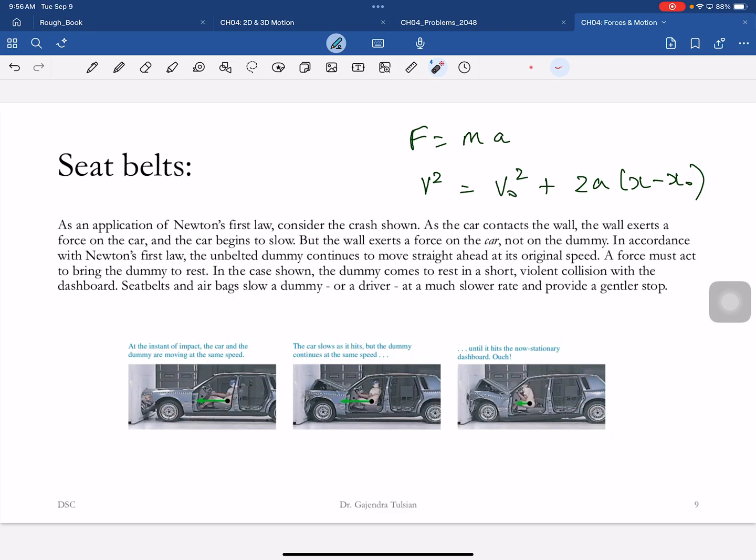So how do you fix that? Airbags. That's what the airbags are about. They're stopping you over a larger distance. So that's what all safety devices are about. Yeah, seat belts and airbags. All right.